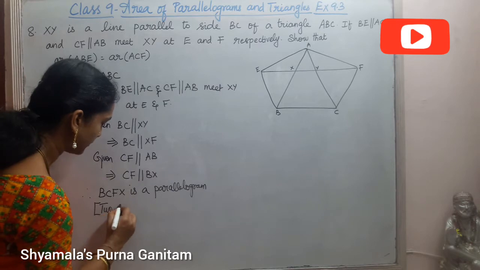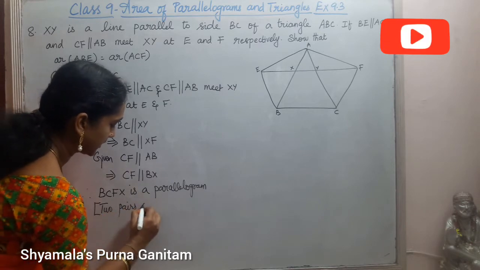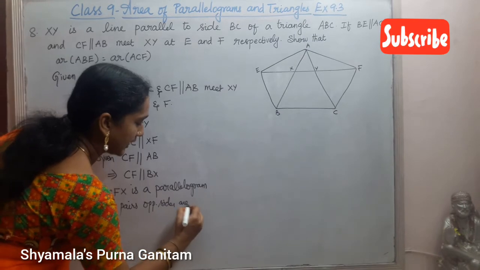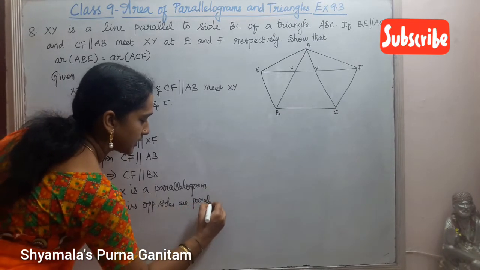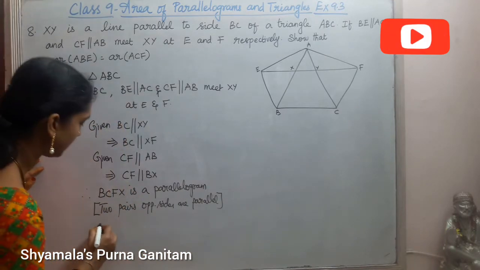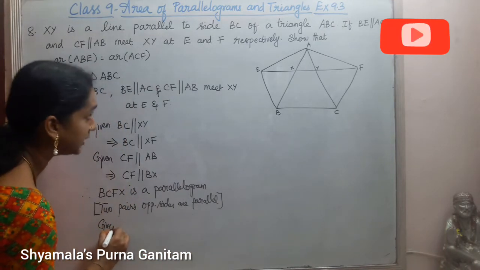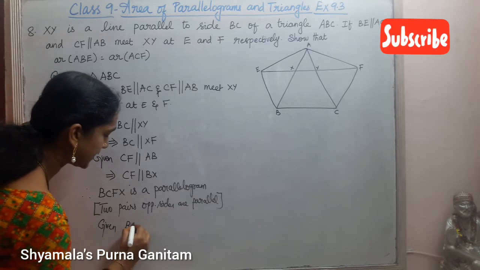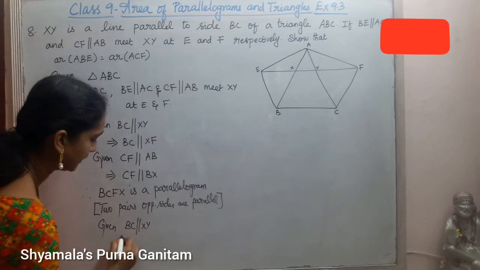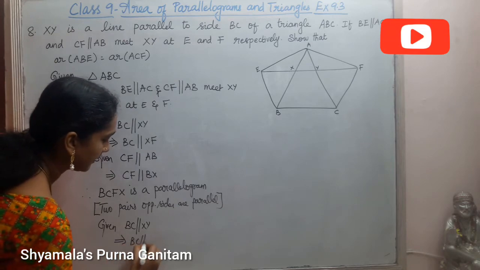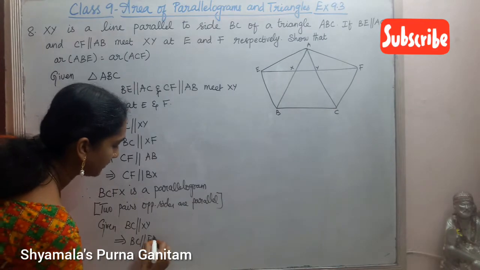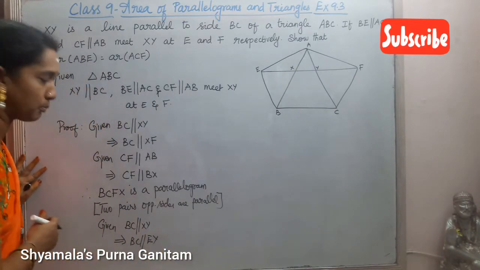Two pairs of opposite sides are parallel, so it forms a parallelogram. So the same thing we will write for the other side also. Given BC parallel to XY, that implies BC parallel to EY. So this is one pair of opposite sides.